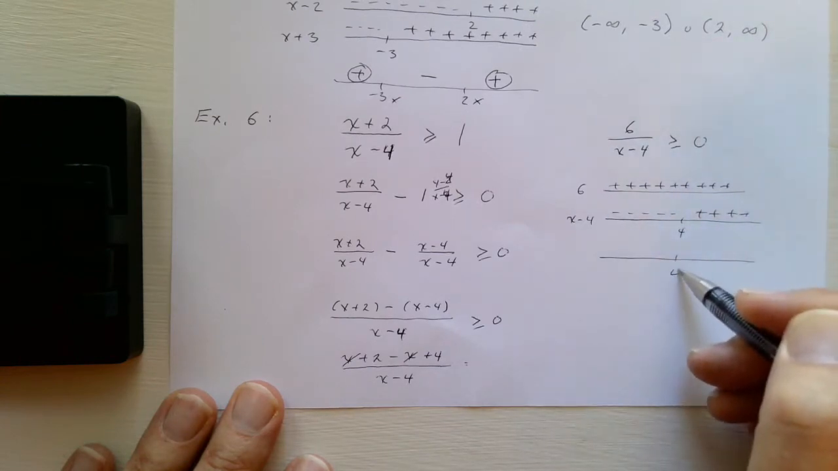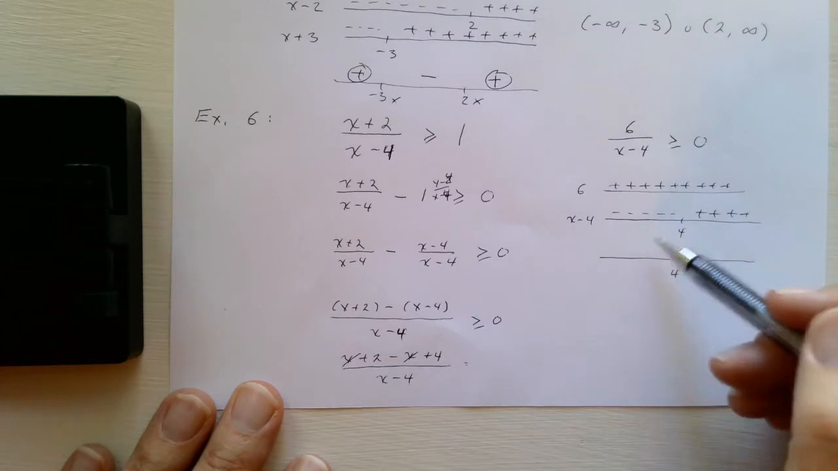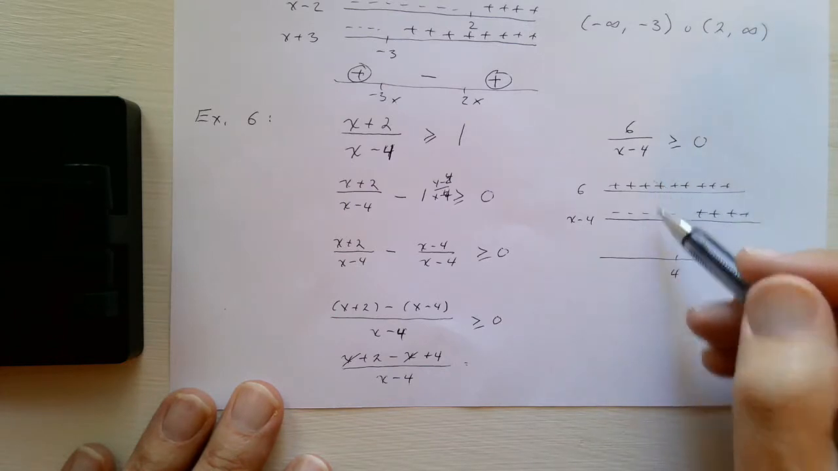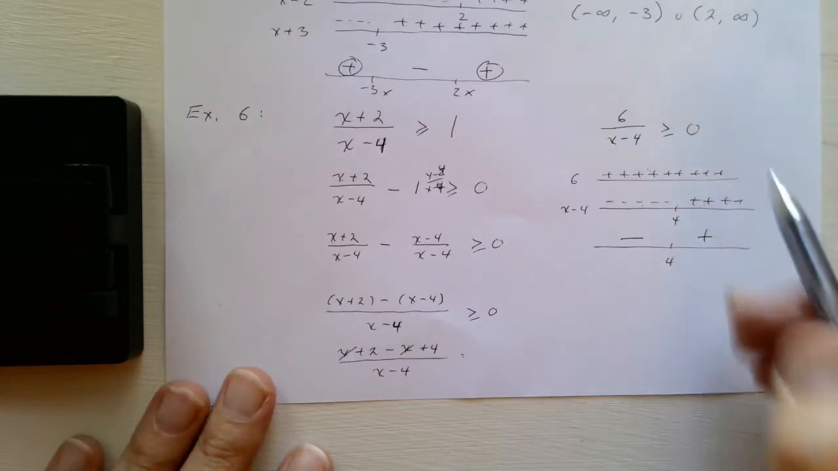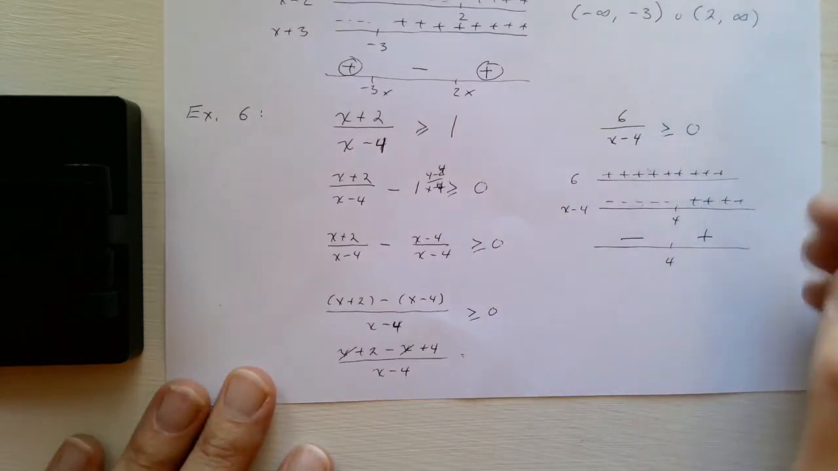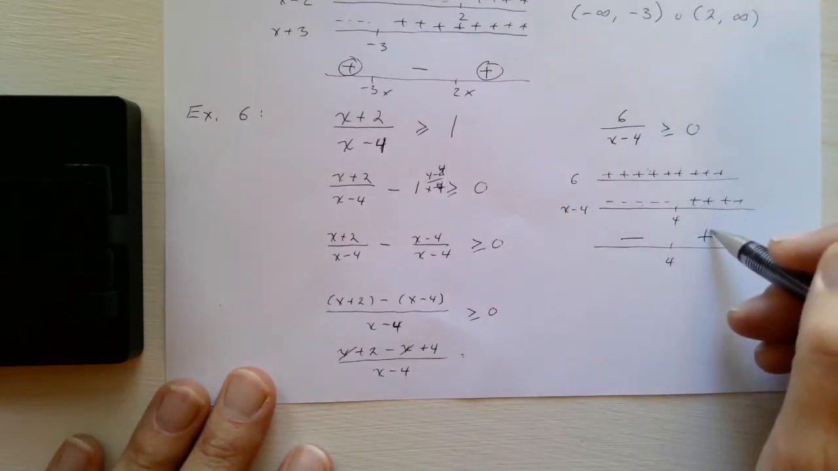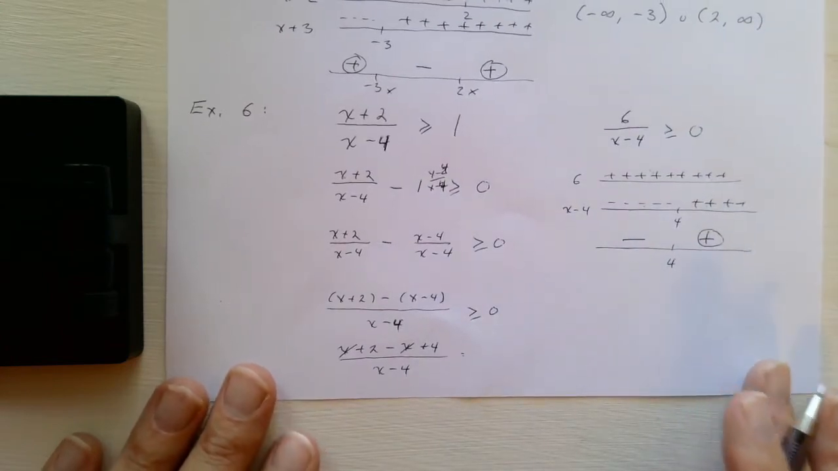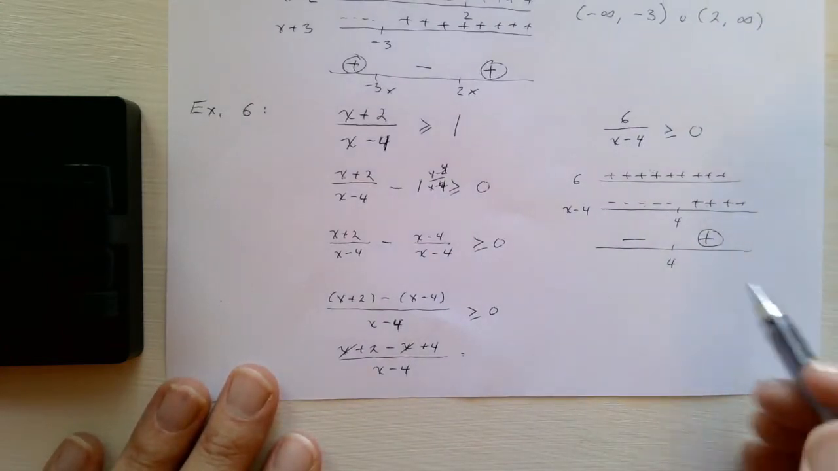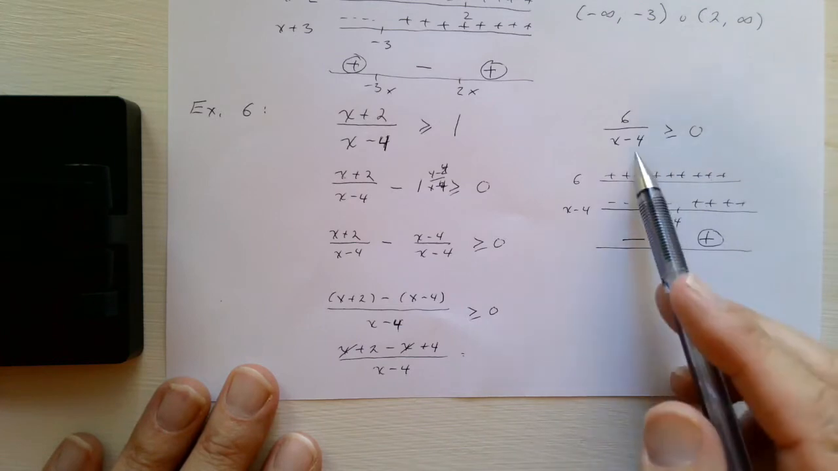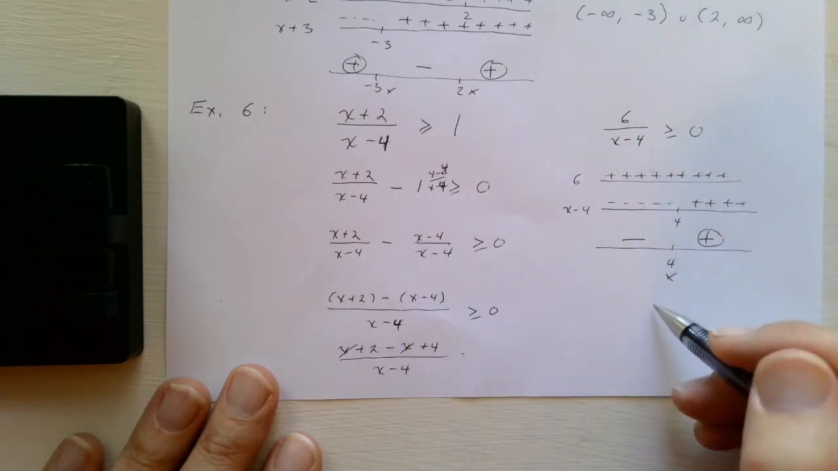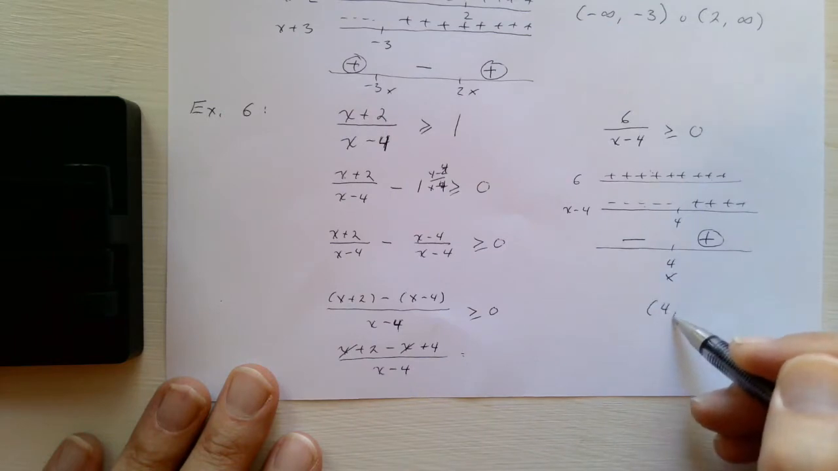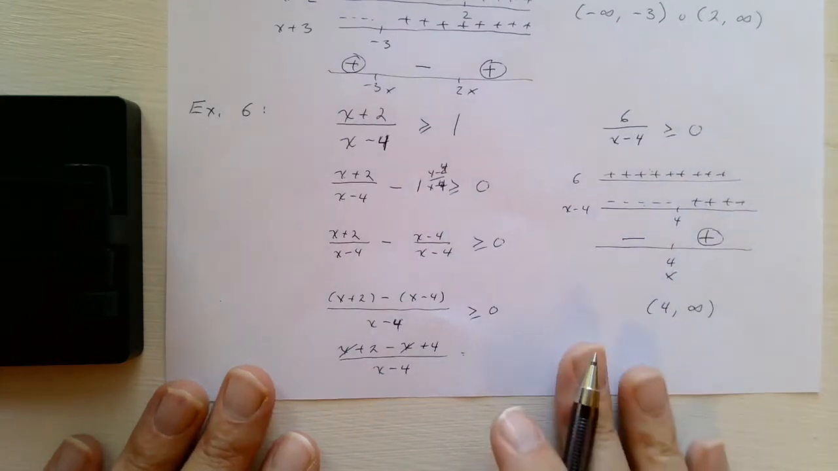And then we can see that this is going to be negative, when positive times negative is negative, positive, positive, positive. And we want this to be positive, so that's what we want. And if we plug in 4, of course, this is undefined, so we do not include that. So our answer is just going to be the numbers from 4 to infinity.